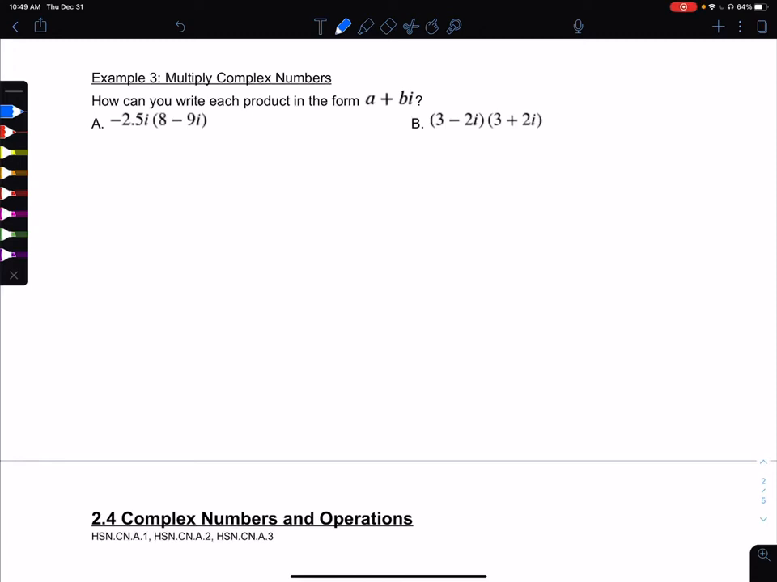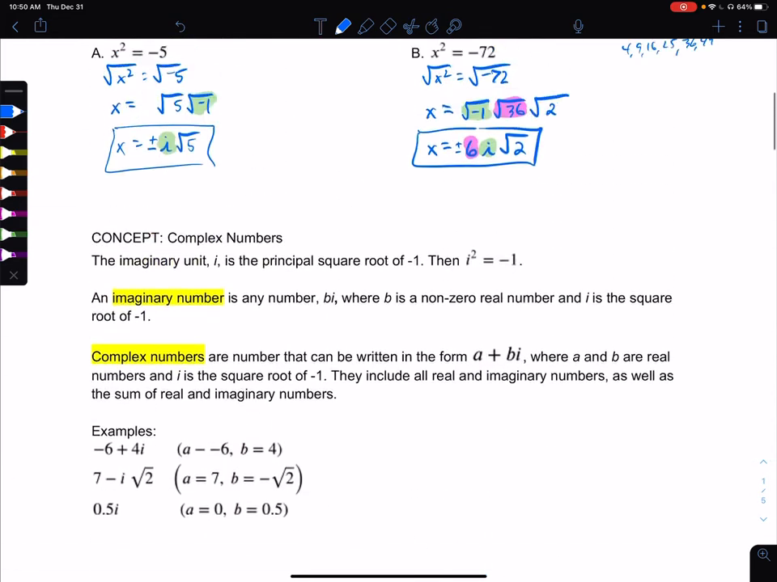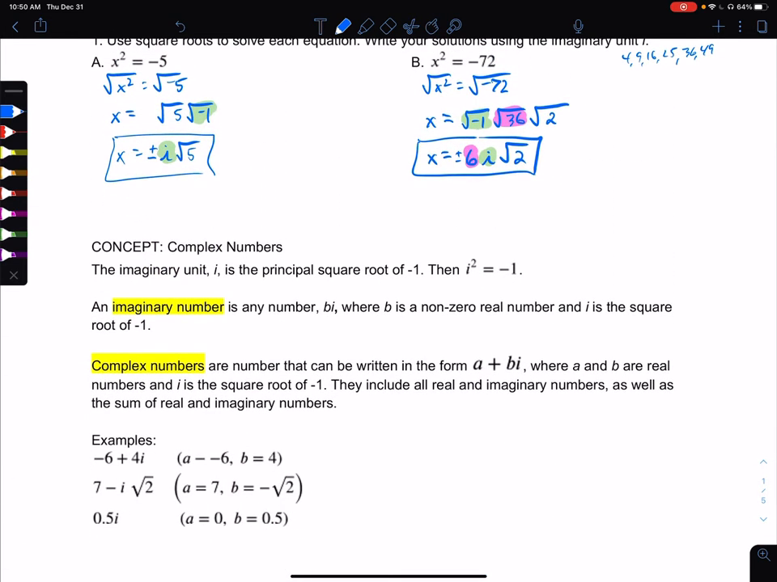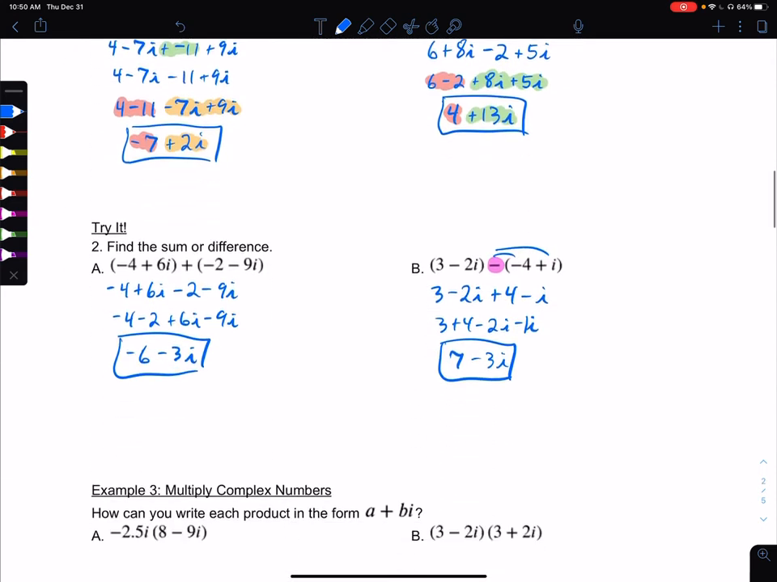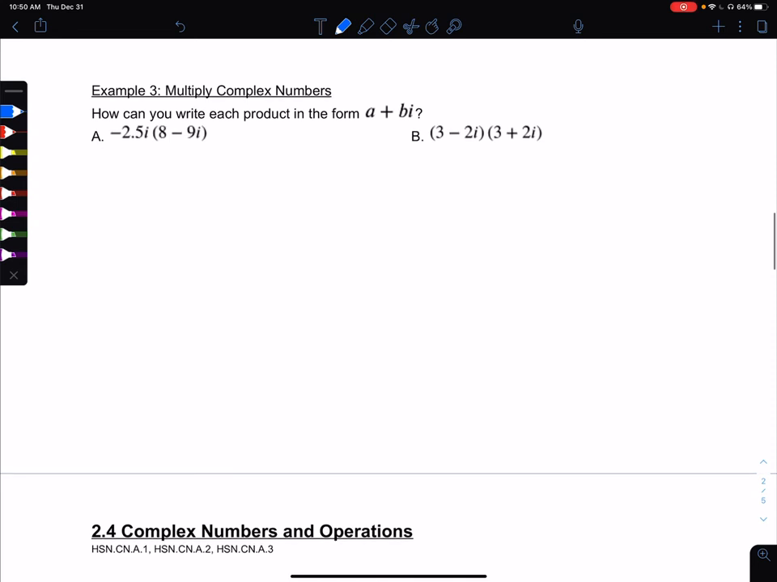Here we're going to look at example 3 where we're asked to multiply complex numbers. So how can you write each product in the form a plus bi? Before we get into this, one of the key things I want to remind you of is, if you go back up to the concept complex numbers, this is going to become important right here. i squared is equal to -1. We want to remember that. So back to example 3, we want to remember that i squared is equal to -1.